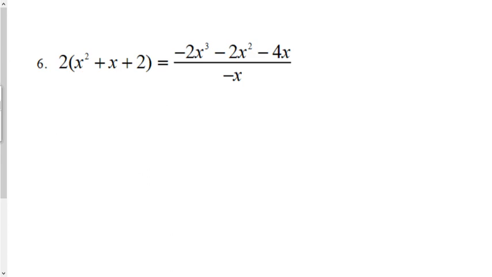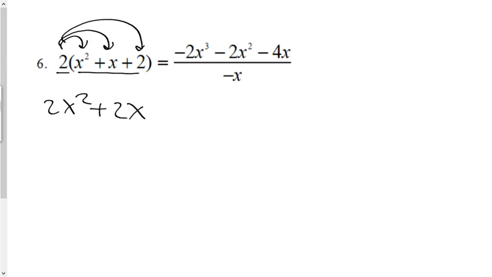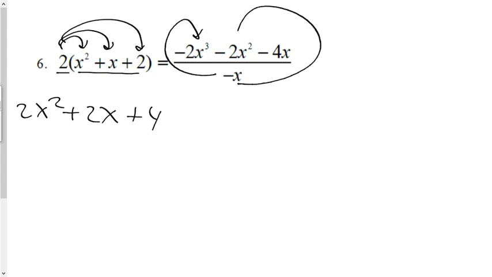And finally, your last true and false. The multiplication of a trinomial by a monomial requires distributive property. 2 times 2x is 2x squared, 2 times x is positive 2x, and 2 times 2 is 4. So when I simplify the multiplication on the left-hand side, that's what I get. Can't gather like terms, that's as far as I can go. However, when I divide this one, using distributive property of division, negative 2x cubed divided by negative x will become a positive 2x squared, or 2x squared.